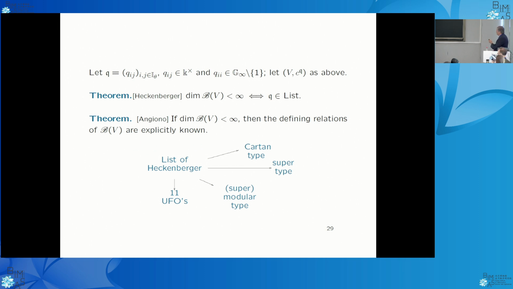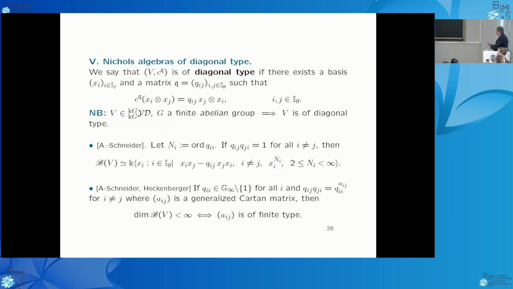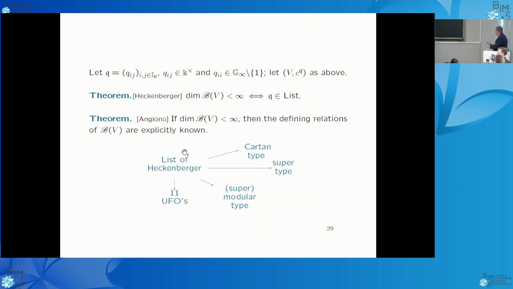So what is the list of Heckenberger? First of all, he has Cartan type. Cartan type is when Q has this shape. When Q has this shape, we say that Q or V or B(V) is of Cartan type. The second big family in the list of Heckenberger is the matrices of super type, which I could not explain very quickly, but they correspond to contragredient finite-dimensional simple Lie superalgebras as in the classification by Victor Kac, osp(m|n), etc. So in some sense, this list gives a quantization of this list of Lie superalgebras.